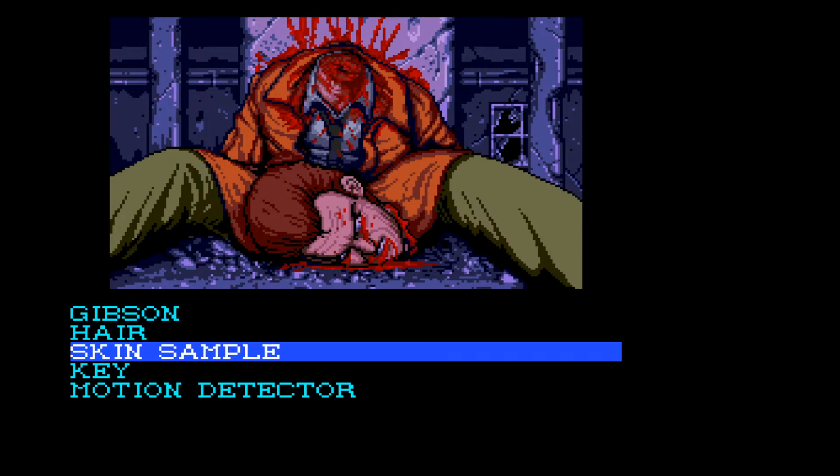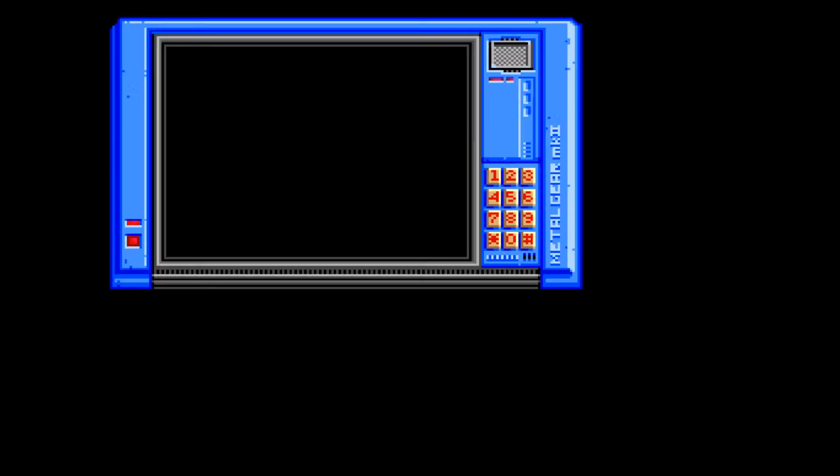Let's look at the skin sample. Or was that what I just looked at? Let's look at the hair.